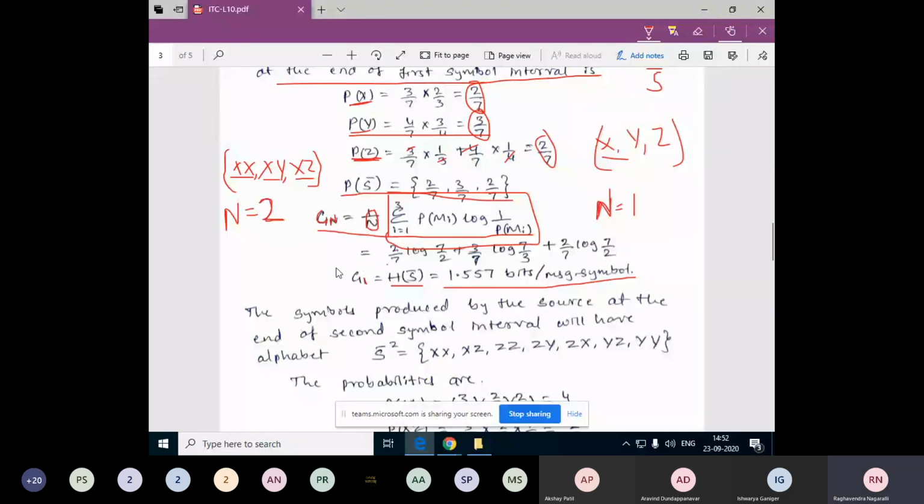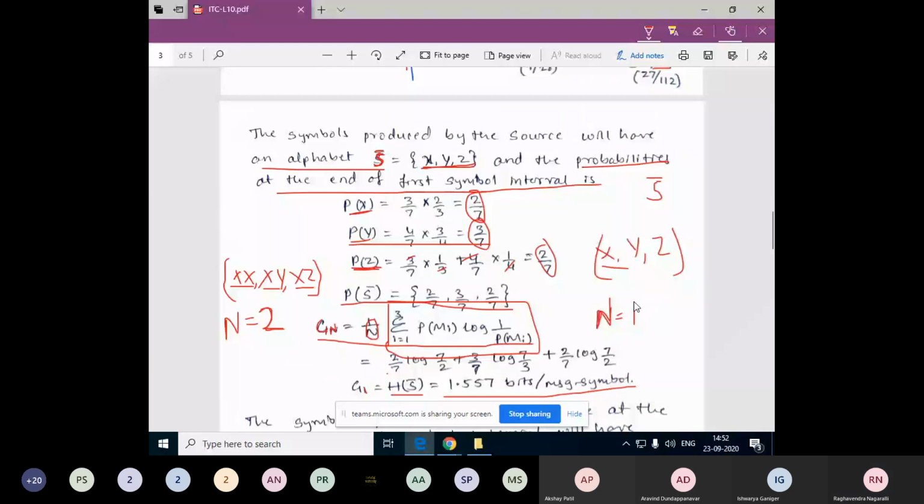Otherwise, you can consider this n as an extension. Here we have only X, Y, Z, so there is only a single extension. XX, XY, XZ, we will take the second extension of this, so n value becomes 2. If we have these symbols, then this will be considered as a third extension, so n value becomes 3.